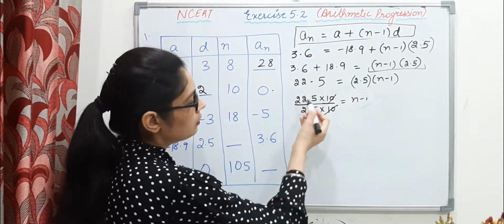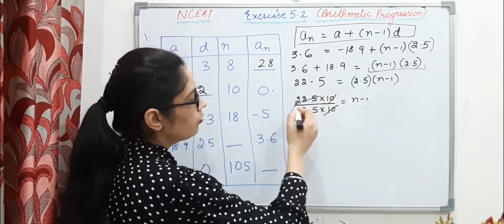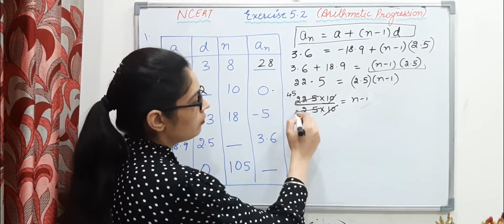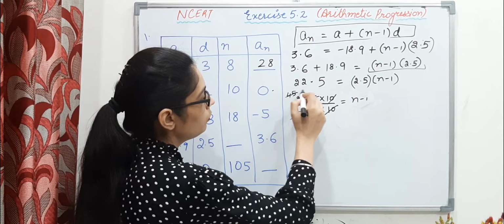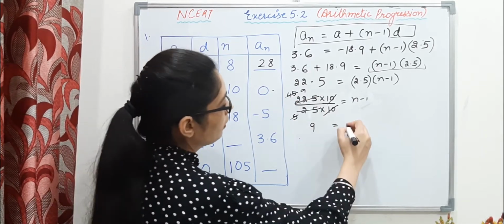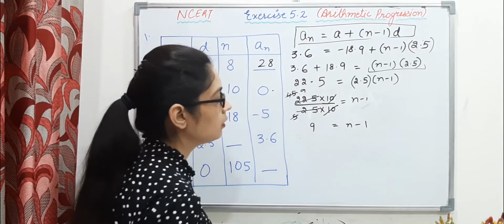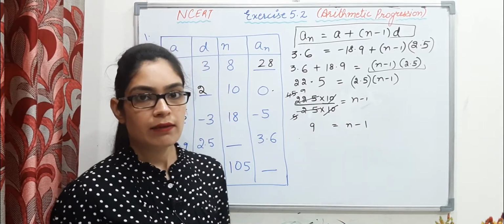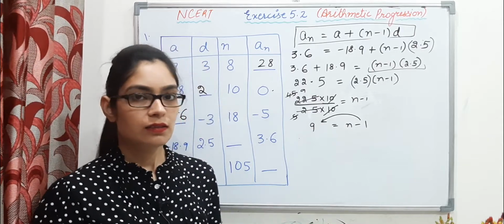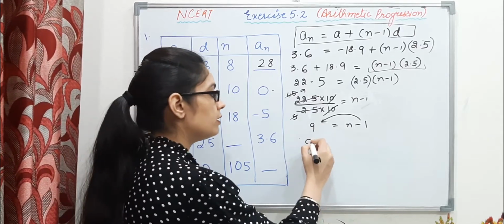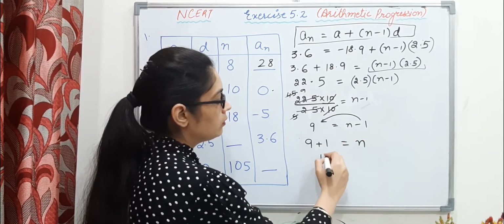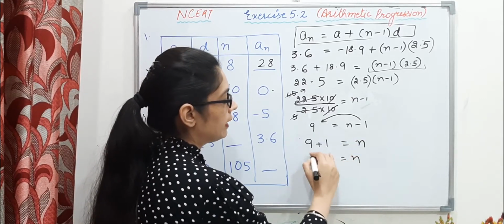Now we can do cancellation. 5 into 4 is 20, 5 into 5, and 5 into 9. So 9 is equal to n minus 1. Now only n we have to find, so this 1 also we have to shift to the other side. This is minus 1; when we change its side, it will change to plus 1. So n is equal to 9 plus 1, which is equal to 10.